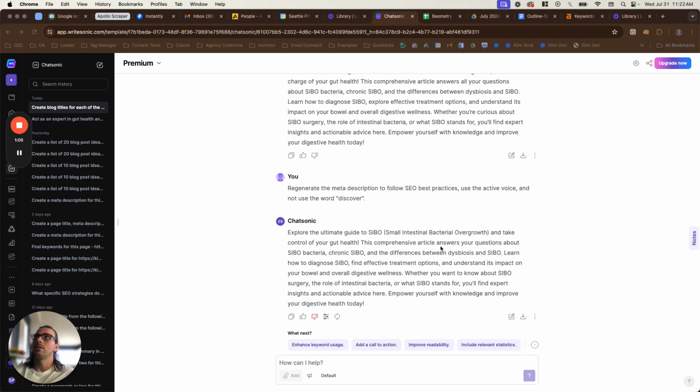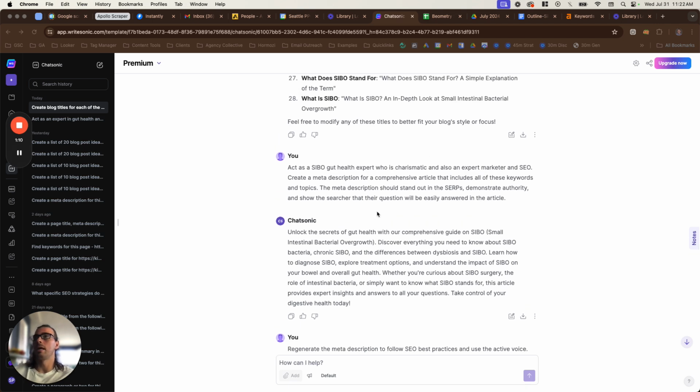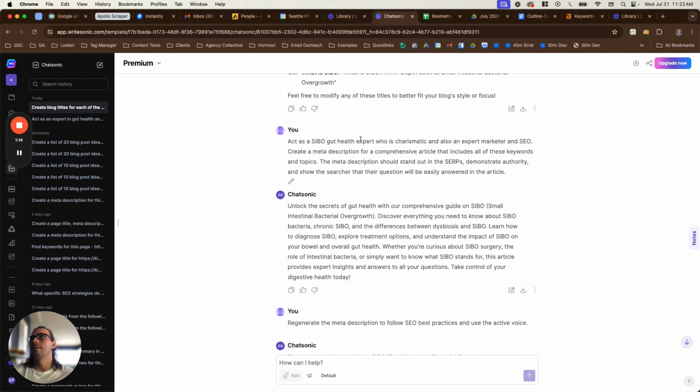And I think that this is a good example. People are relying on AI a lot, right? And I asked it to act as a cyber health gut expert who's charismatic and also an expert marketer and SEO, create a meta description for a comprehensive article that includes all of these keywords and topics. The meta description should stand out in the SERPs, which means search engine results pages, demonstrate authority, and show the searcher that their question will be easily answered in an article. I mean, seems pretty good.